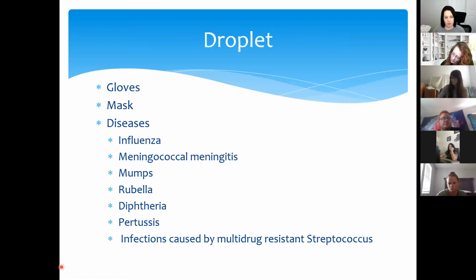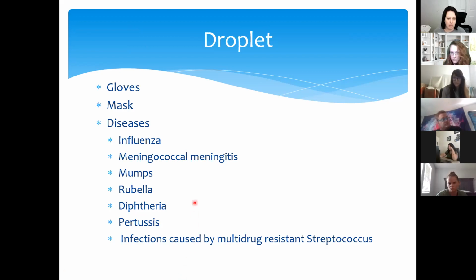Next is droplet precaution. With this one, we're going to need gloves and a basic surgical mask. This is going to be a lot more common during respiratory season, which is September, October-ish, all the way through April, because we are going to be busy with the flu, meningococcal meningitis, the mumps and rubella, diphtheria, and pertussis, which is whooping cough.